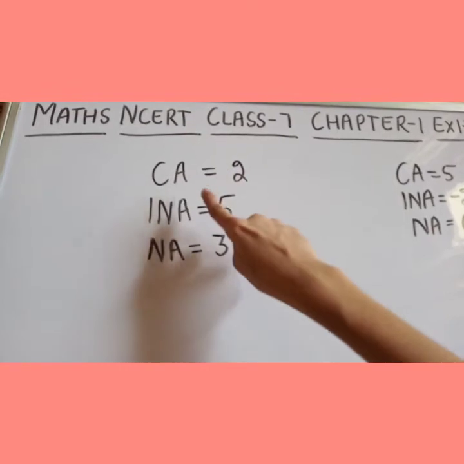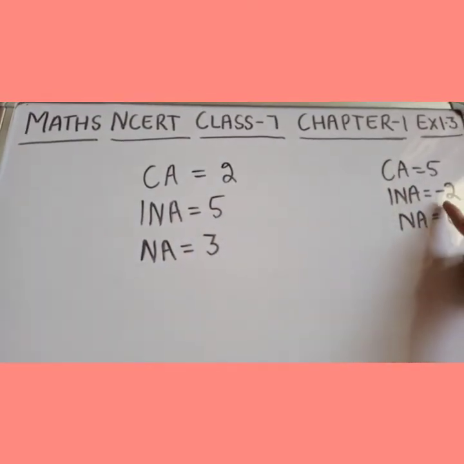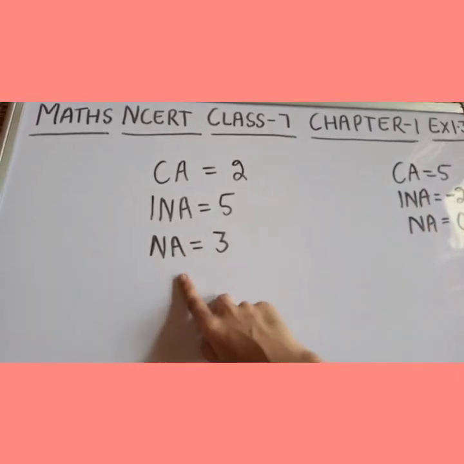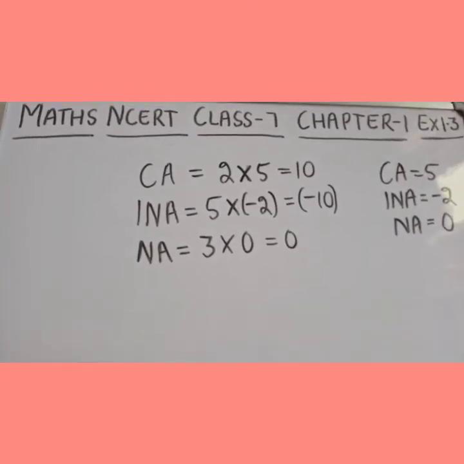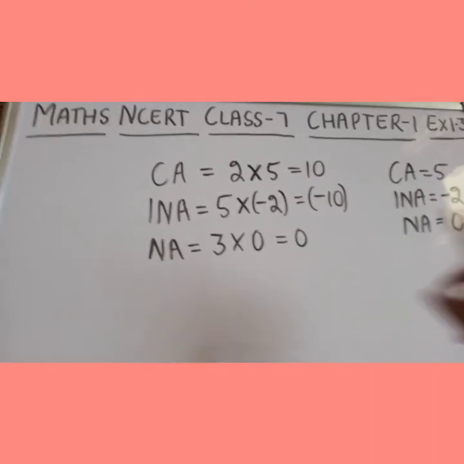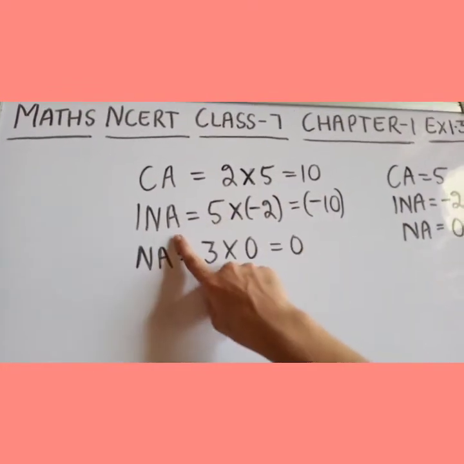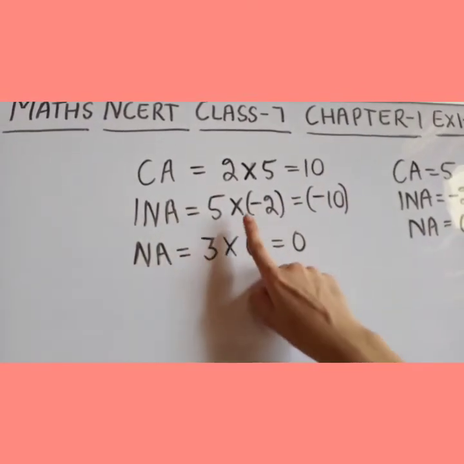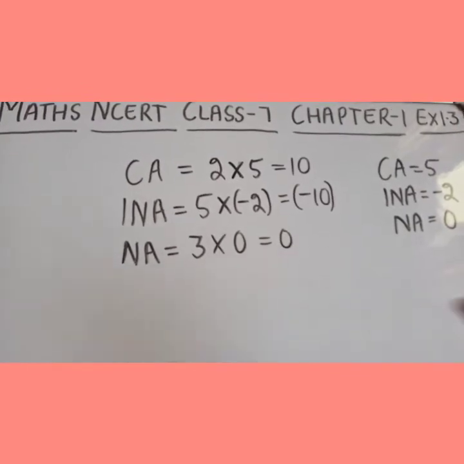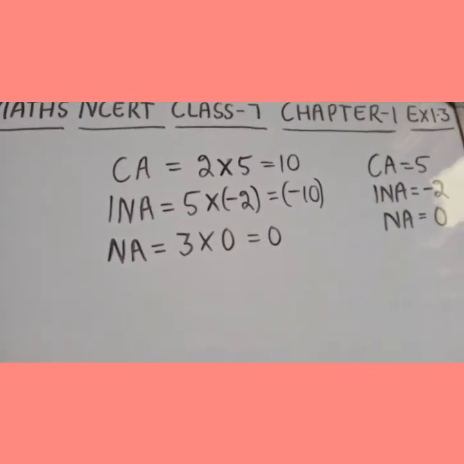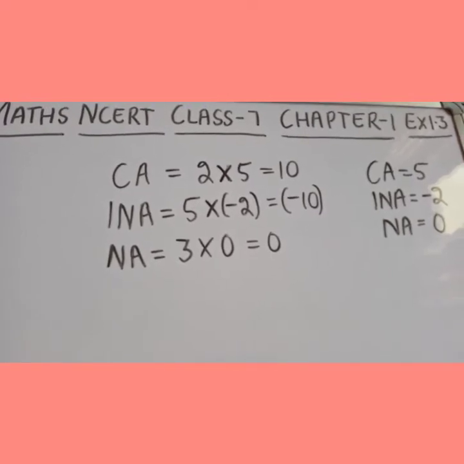Now you will multiply the number of correct answers with the marks given for correct answers, the number of incorrect answers with the marks given for every incorrect answer, and the number of questions not attempted with the marks given for questions not attempted. You will get the calculation like this. Multiplying the correct answers with the marks for every correct answer, you get 10. Multiplying the incorrect answers with the marks for every incorrect answer, you get minus 10. Multiplying the questions not attempted with the marks for every question not attempted, you get 0. Now you will add 10, minus 10 and 0 for getting the total marks Hina got.